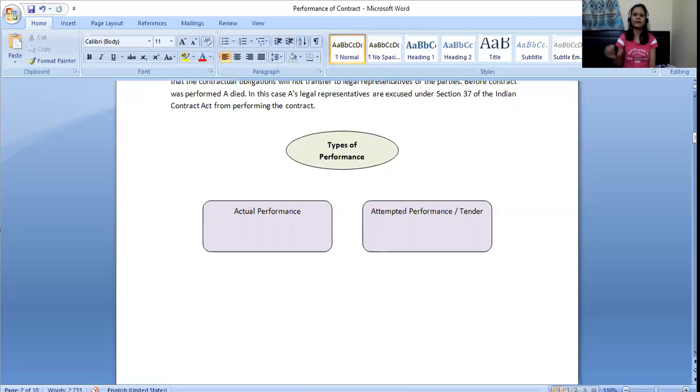So what is actual performance? Whatever I have promised, I have done it accordingly. Take for example, I made a promise that I will buy your mobile phone for 5,000 rupees. So what I have done is that I gave you 5,000 rupees, and in exchange of that, I took your mobile phone. In that case, it is actual performance. Whatever I promised, accordingly only I have completed my promise, right? So that will be actual performance. What is attempted performance?